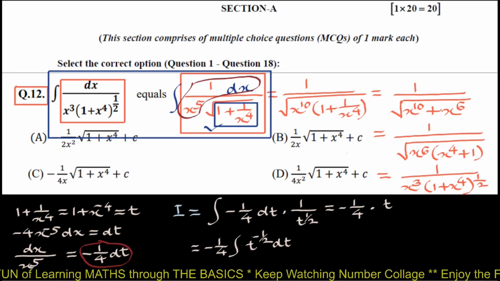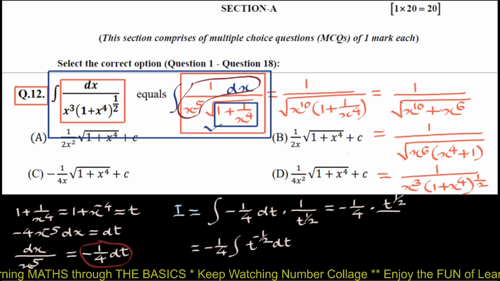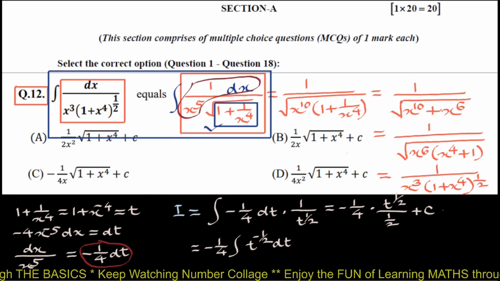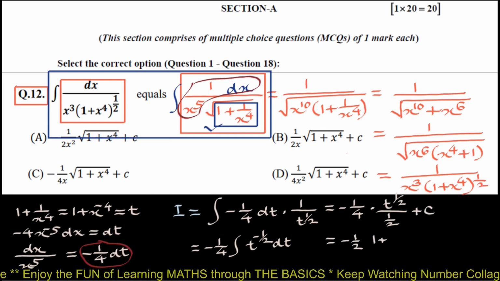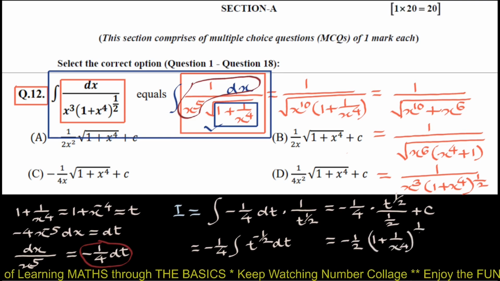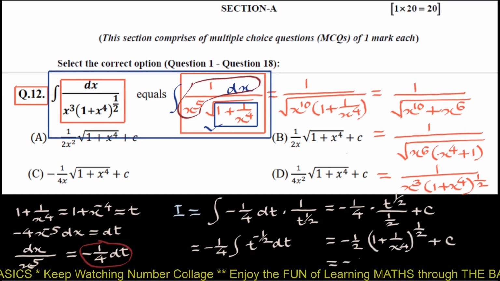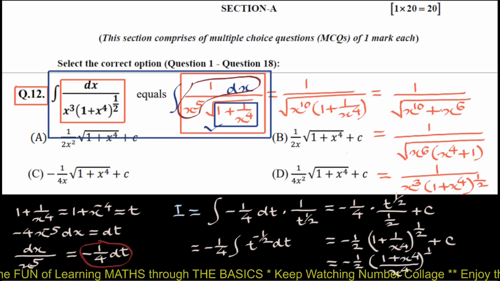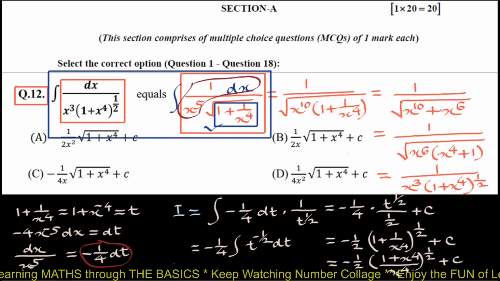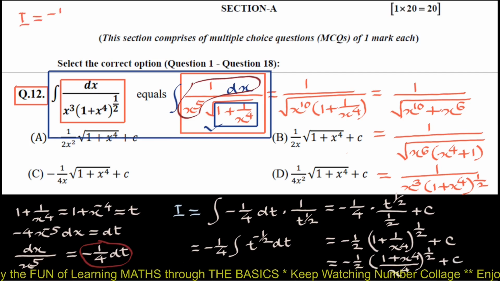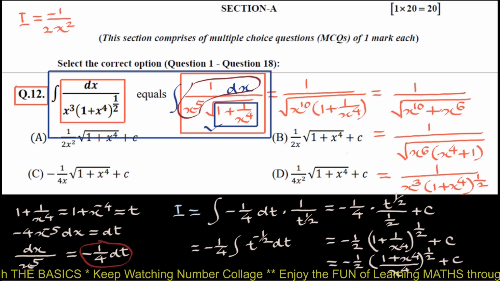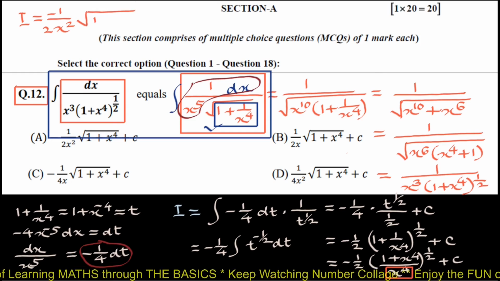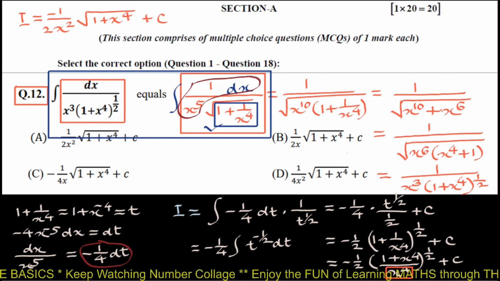which is minus 1 upon 4 t raised to minus half plus 1, upon minus half plus 1, plus constant of integration c, which is minus half (1 plus 1 upon x raised to 4) raised to half plus c. That will be minus half into ((1 plus x raised to 4) upon x raised to 4) raised to half plus c. That finally will be I equals minus 1 upon 2x square, after taking square root of x raised to 4, into square root of (1 plus x raised to 4) plus c. So the correct answer option is A.